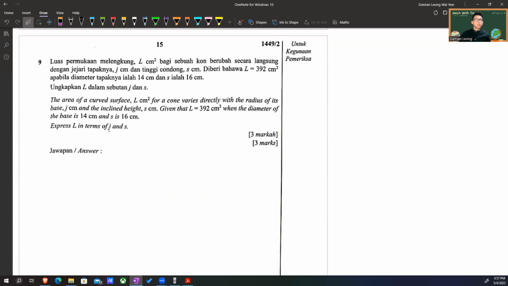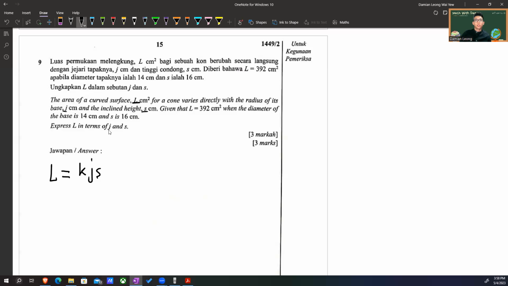Then question 9. The area of the curved surface, L cm square, of a cone varies directly with the radius of its base, J cm, and inclined height, S cm. Given L is 392 cm square when the diameter of the base is 14 cm and S is 16 cm, express L in terms of J and S. Yeah. So these are variations. So pay attention to the variables that we have, the L, J, and S, how it varies. L varies directly, so equals K times the radius of its base, J. Okay, J is for jejari. Then the inclined height S. So L equals K times JS.